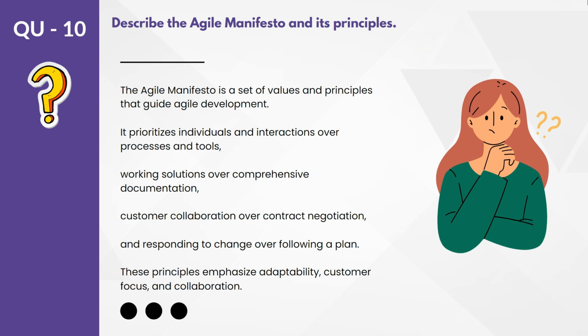The Agile Manifesto is a set of values and principles that guide agile development. So what are the values? It prioritizes individuals and interactions over process and tools. That is the first one. Second, working solutions over comprehensive documentation. Then customer collaboration over contract negotiation. And then responding to change over following a plan. So these are the four values we are talking about. And what is the overall objective? These principles emphasize adaptability, customer focus, and collaboration.